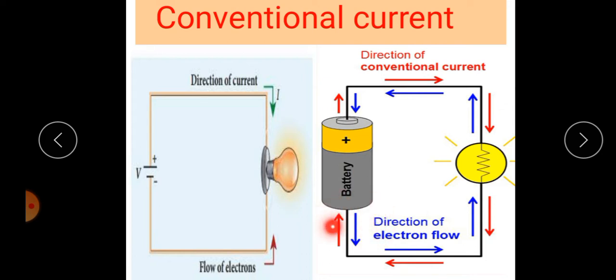So students, the direction of conventional current is taken as the direction of flow of positive charge, or opposite to the direction of flow of electrons. Are you clear, children? This is called conventional current.